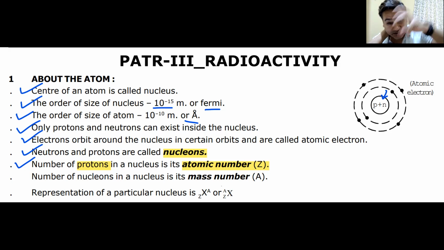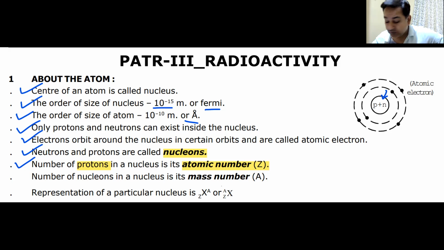But if I change the number of protons, I change the atom itself. It no longer remains the same atom. The atom changes, and therefore an atom is identified by the number of protons and not by the number of electrons. Am I clear?